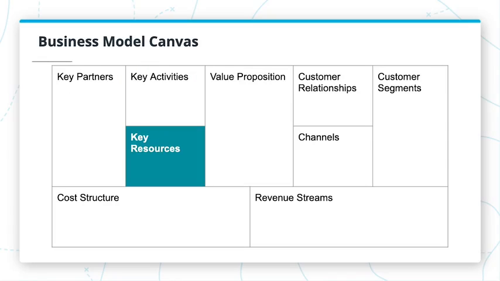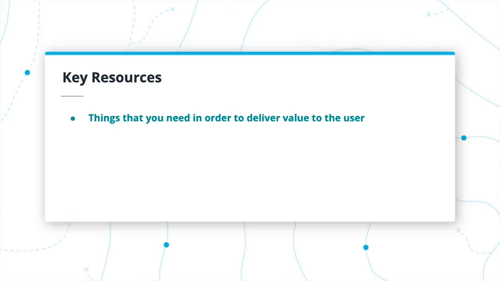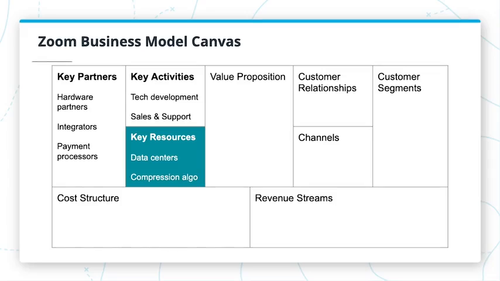Next, we have key resources. Key resources are things that you need in order to deliver value to the user. This could be people, intellectual property, financial backing, or any other type of resource. Going back to Zoom, data centers are important in order to deliver the streaming video to participants. Zoom also likely has a compression algorithm that allows them to deliver high-quality video while reducing the amount of bandwidth required.